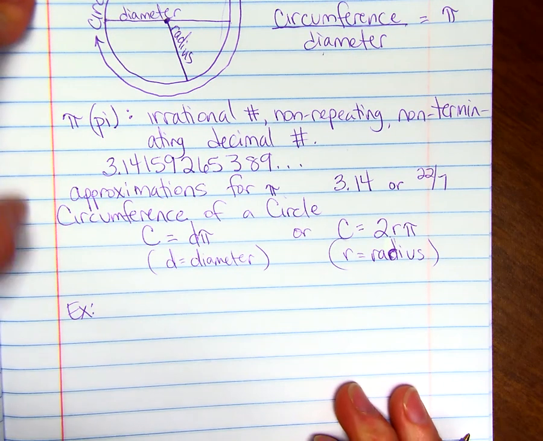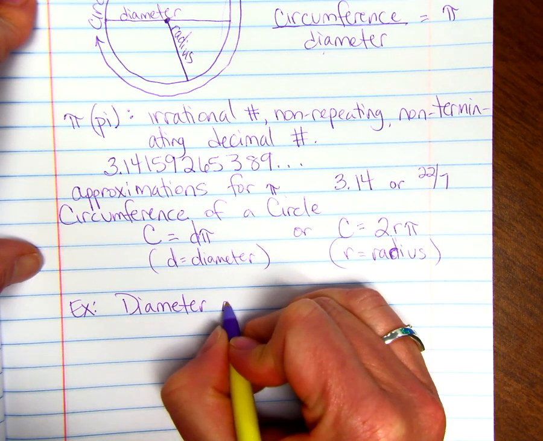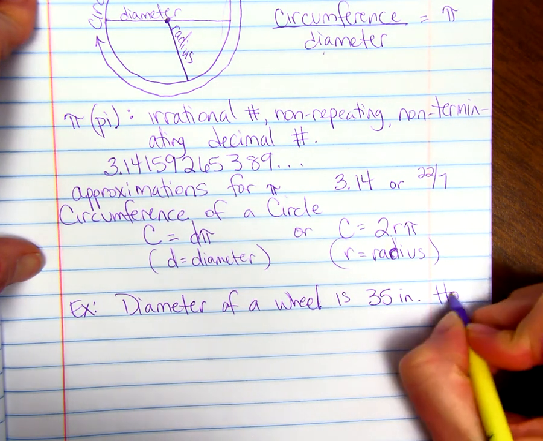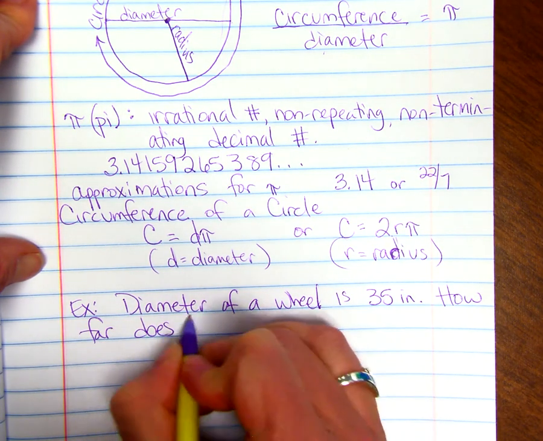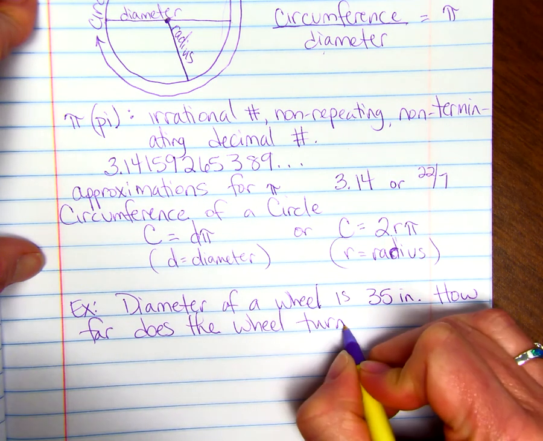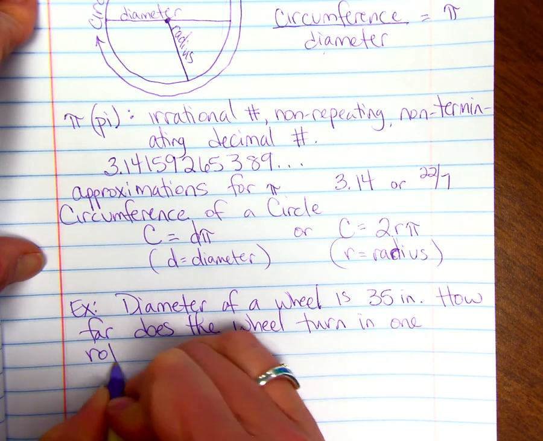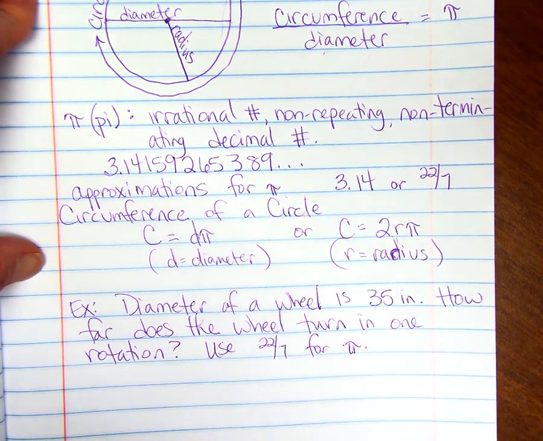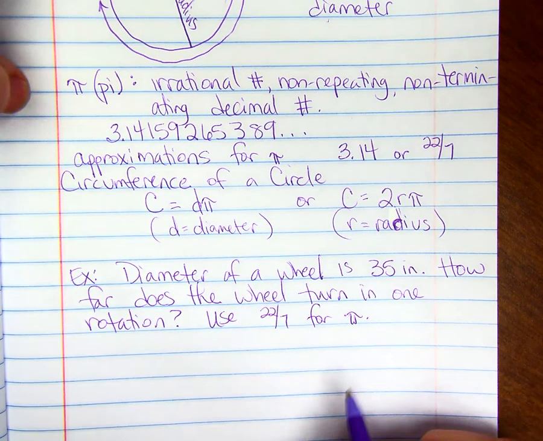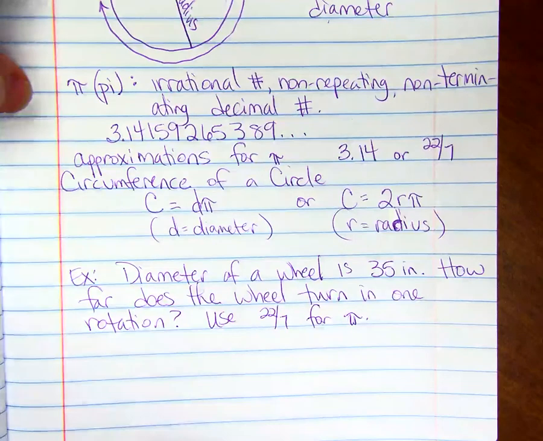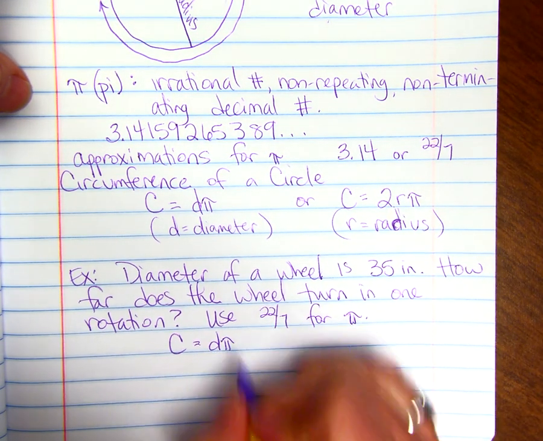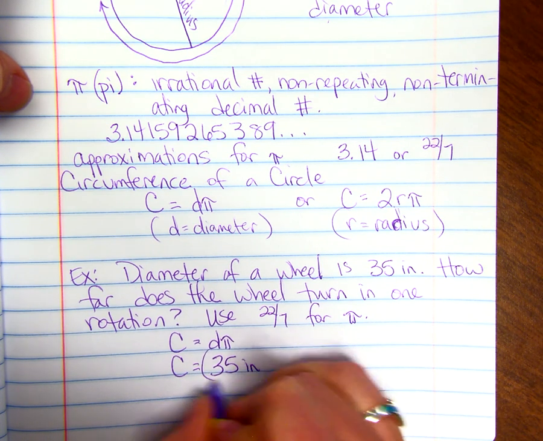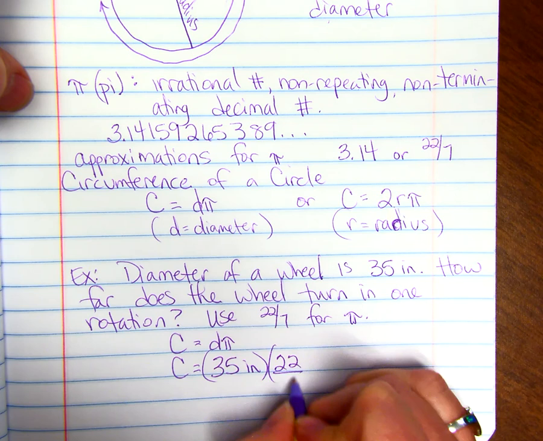So here's an example of a word problem. If the diameter of a wheel is 35 inches, then how far does the wheel turn in one rotation? Use 22/7 for pi. So they're telling us in the problem to use one of the approximations for pi. So 1 turn is considered the circumference. So we're going to do circumference equals diameter times pi. They gave us the diameter, 35 inches, and we're not going to use the letter pi, we're going to use 22 divided by 7.